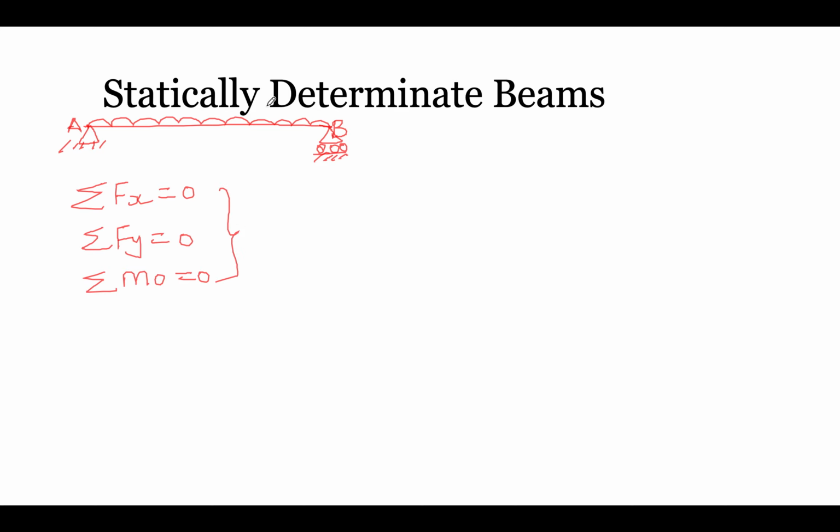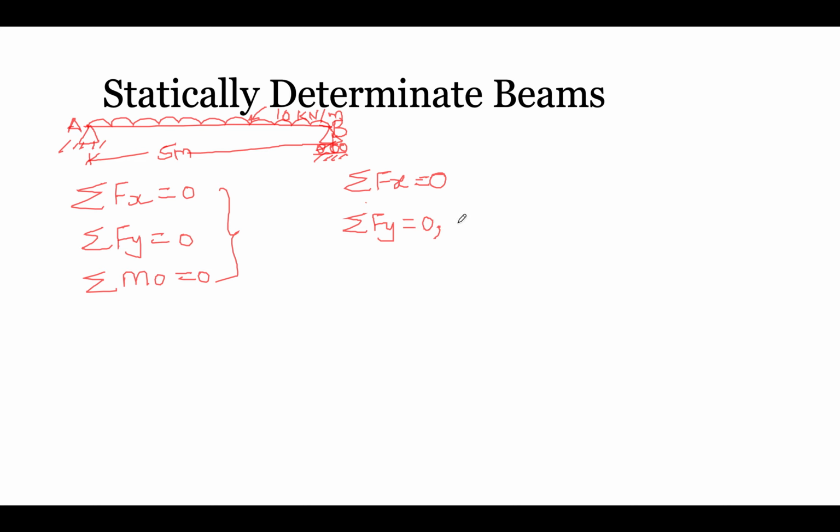Here, suppose this particular beam is loaded with 10 kilonewton per meter load, and let us consider that this beam has a span of 5 meter. Now, summation of forces in x direction. What are the forces in x direction? We can see there are no forces at all, so summation of forces in x direction is 0. Then coming to summation of forces in y direction is 0.